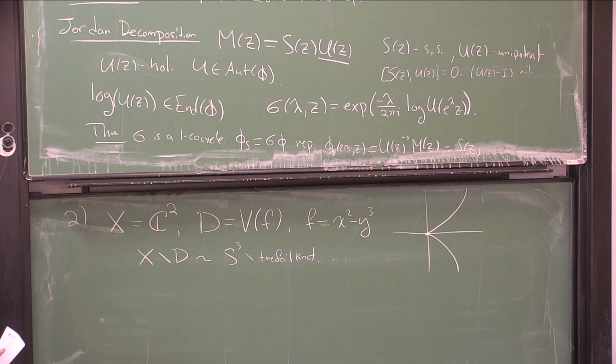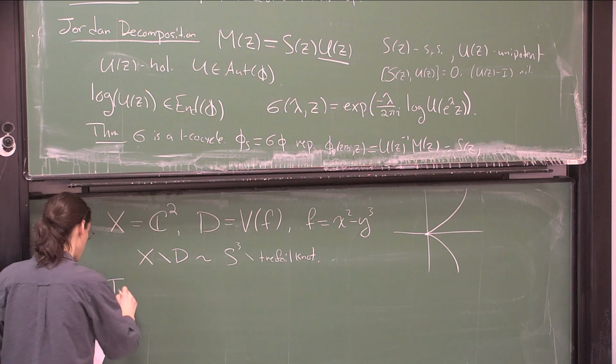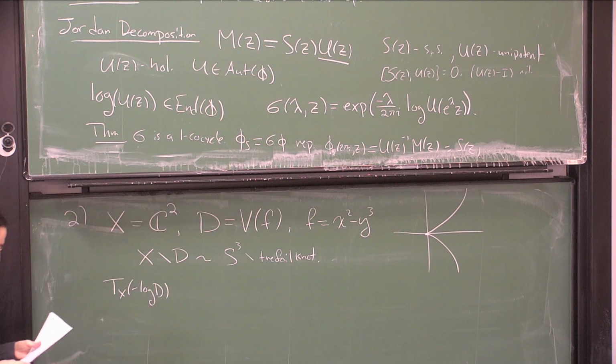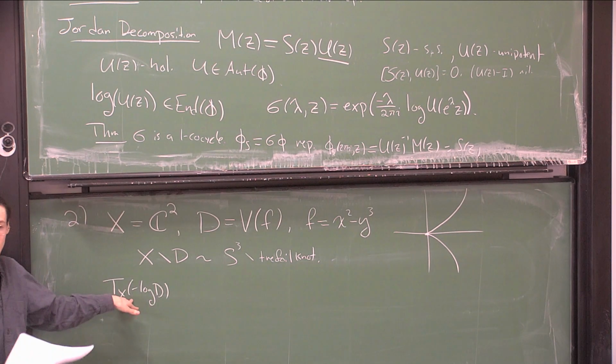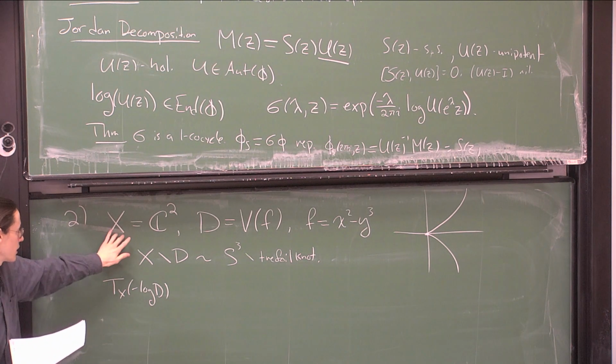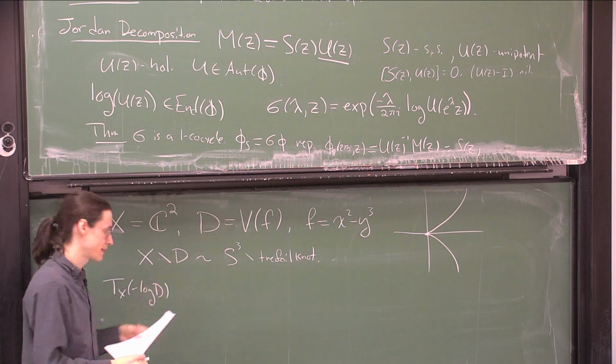Okay, so I want to look at, well, I'll first describe the algebroid. So the algebroid is Tx minus log d. This is the algebroid whose sections are the vector fields on X that are tangent to D.